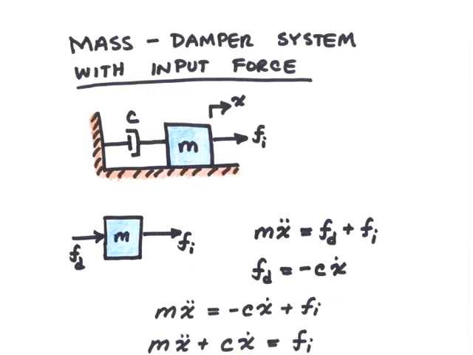So we'll have m x double dot equals Fd plus Fi, and of course we know that Fd is minus c times x dot. And so then we can rearrange our equation of motion and write it in terms of the output variable x on the left-hand side and the input variable on the right-hand side. So that gives me m x double dot plus c x dot equals f sub I.